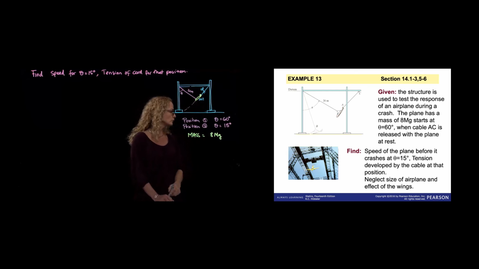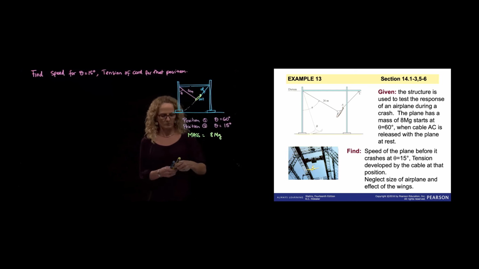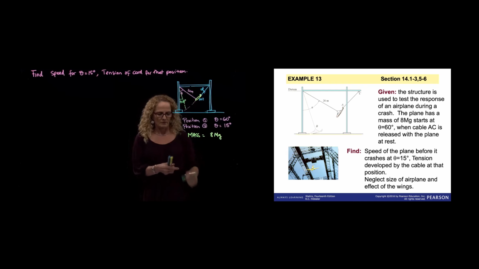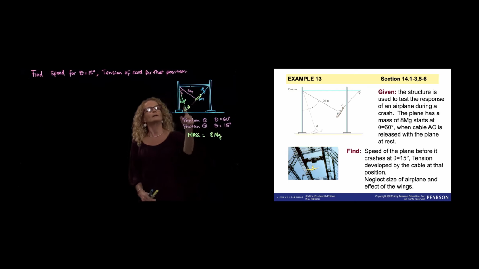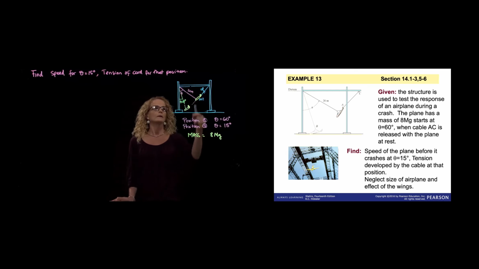So, they want to measure the speed for an angle right here when the airplane is over here, theta equals 15 degrees, right before it crashes. And they also want to find the tension of the cord for that position. So in this problem, we are relating velocity that we want to find with position and displacement, right? And force, because we have the weight and the tension.